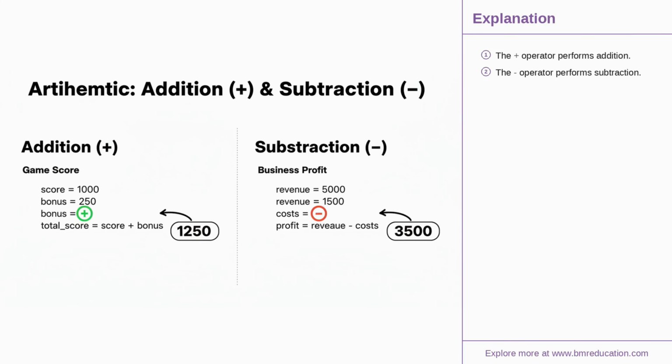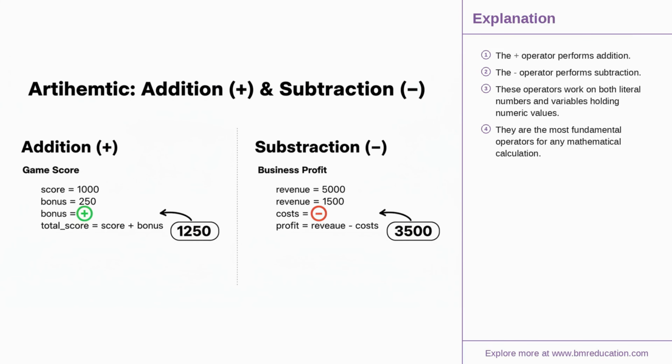Arithmetic operators are the calculator in your code. The most basic are addition, using the plus symbol, and subtraction, using the minus symbol. They work on numbers and variables exactly as you'd expect, forming the basis of countless calculations, from totaling a shopping cart to calculating a game score.